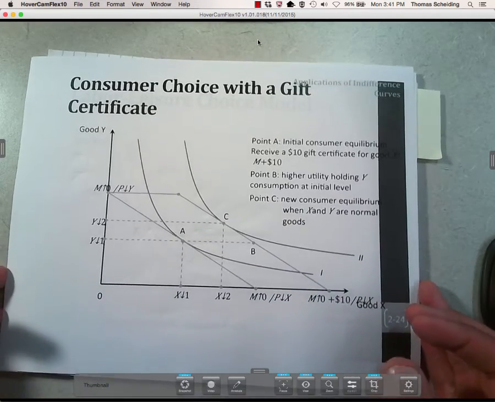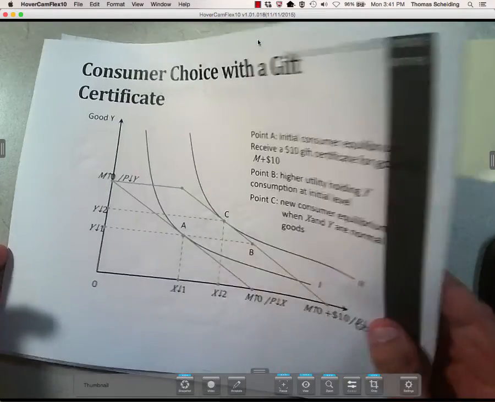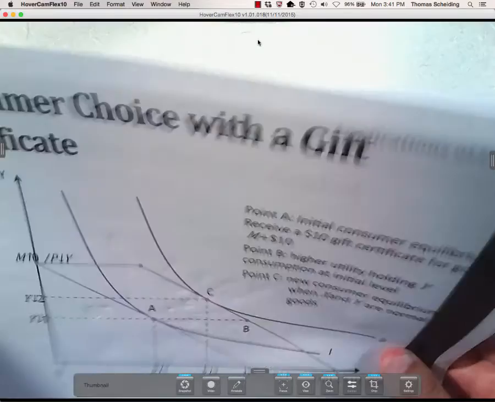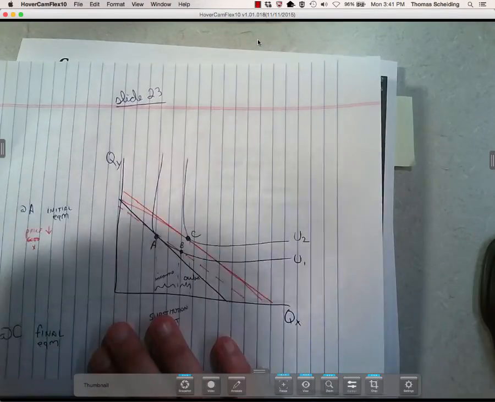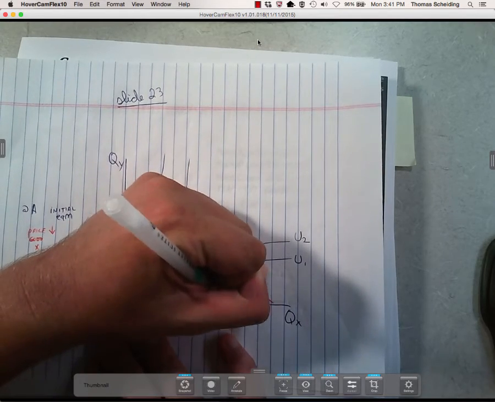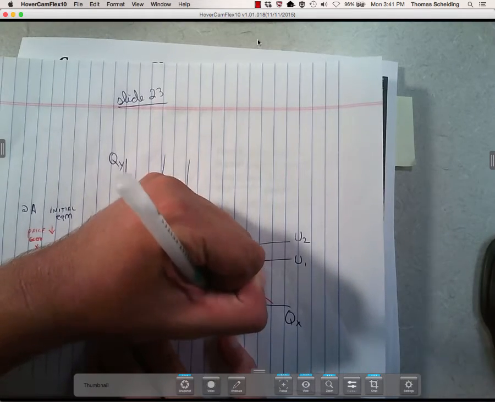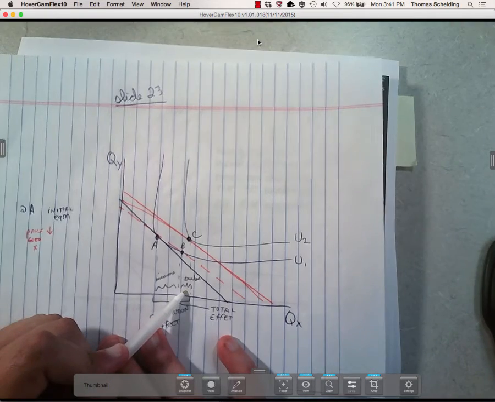Okay, so I should have said with this, as I'm just thinking about it here, that you put these two together, and that's the total effect that we are seeing, with the income effect and the substitution effect.